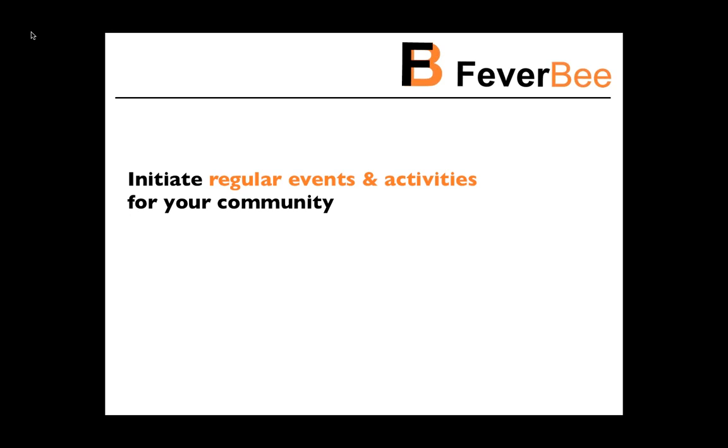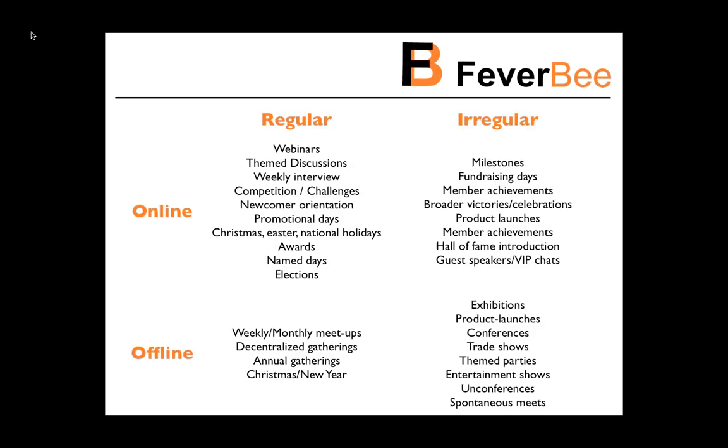If you look to most successful online communities, what you'll find is they do have these regular events and activities. And we're not just talking about online, we're talking about offline as well. For example, there's no shortage of possible events you can have. We can categorize these by regular and irregular and online and offline, as you can see in the table here. So what we like to have is regular online activities.